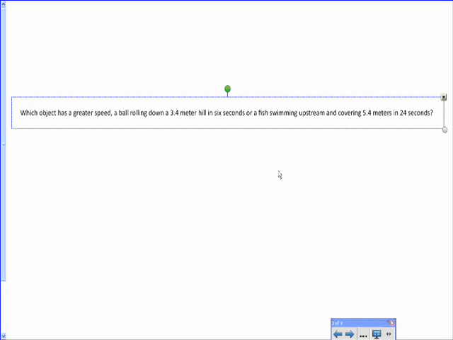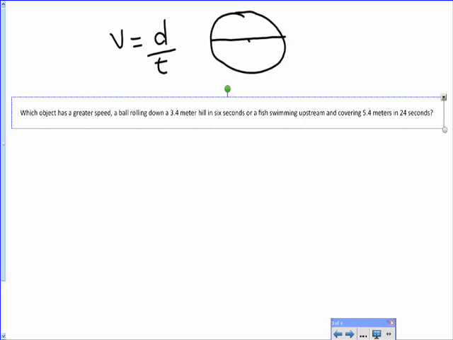Now let's look at question number 3 in your practice. And we want to write our formula again in our circle. And remember, I'll give you the formulas for the test, but I do not give you the circles. So you have to remember how to make the circles. Now, which object has a greater speed? A ball rolling down a 3.4 meter hill in 6 seconds, or a fish swimming upstream and covering 5.4 meters in 24 seconds? We immediately know when it asks you to compare two things, you're going to have 2 problems.